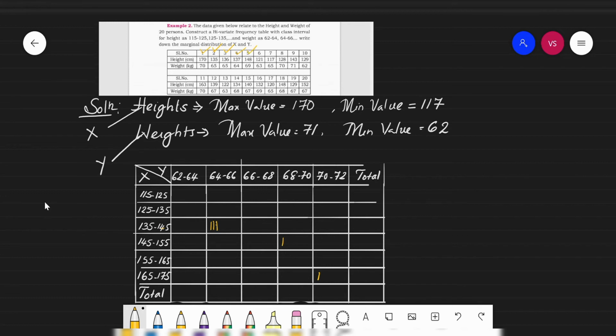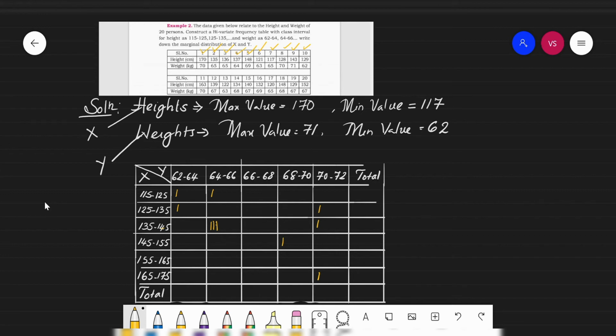Then 121, 63. Here it is. Then 117, 65. This is here. Then 128, 70. Then next is 143, 71. That is this. Then the next is 129, 62. It is here. So we have already entered the data of 10 persons.